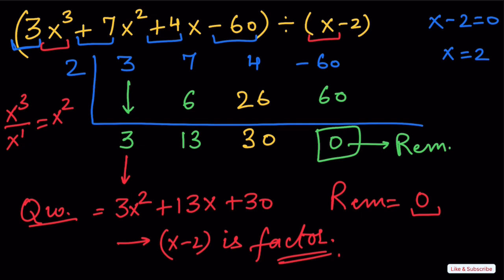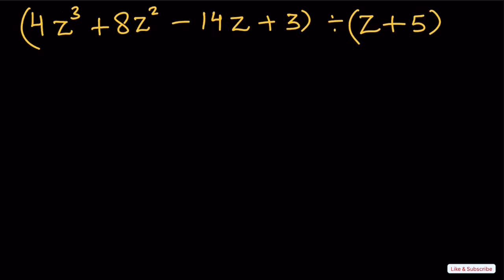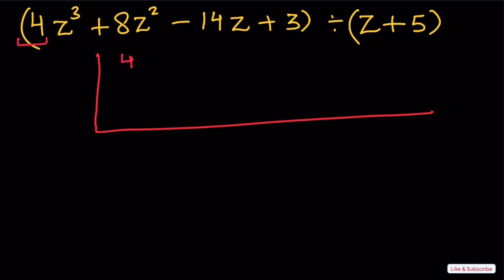Let's consider another example. Now divide 4z cubed plus 8z squared minus 14z plus 3 by z plus 5. Feel free to pause the video and solve it. So let's solve this. To divide them, we'll draw something like this. Inside we'll write the coefficients. The coefficient of z cubed is 4. The coefficient of z squared is 8. The coefficient of z is negative 14 and the constant term is 3.